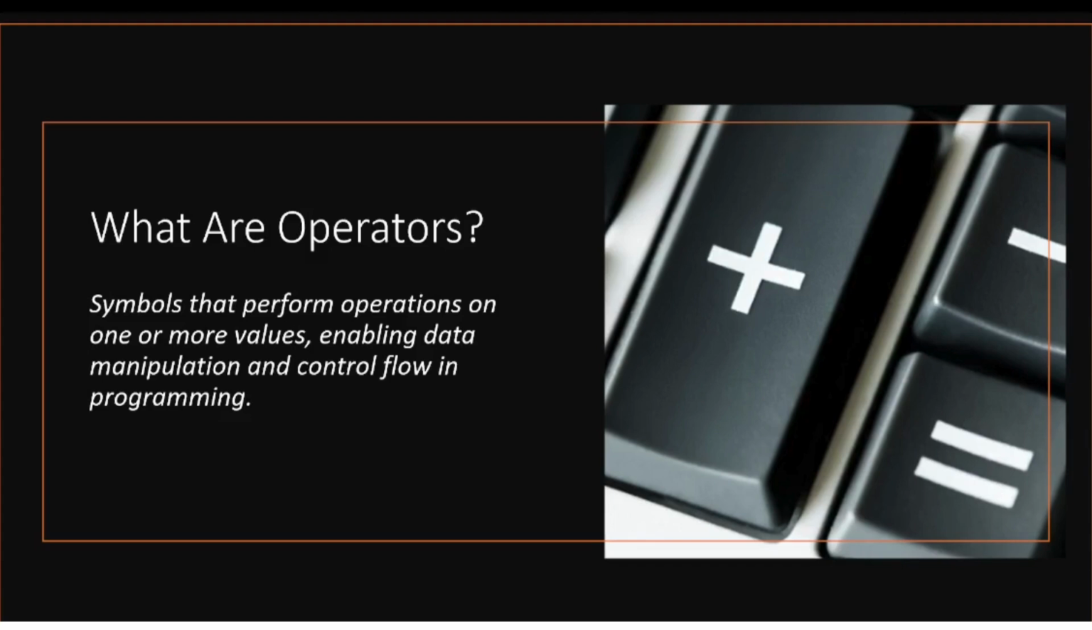So, what exactly are operators? In C Sharp, an operator is simply a symbol that performs an operation on one or more values, known as operands. This might sound straightforward, but operators are fundamental in programming because they enable us to manipulate data and control the flow of our code. Today, we'll explore the main types of operators used in C Sharp.